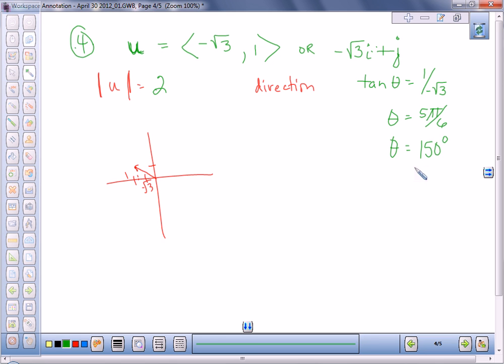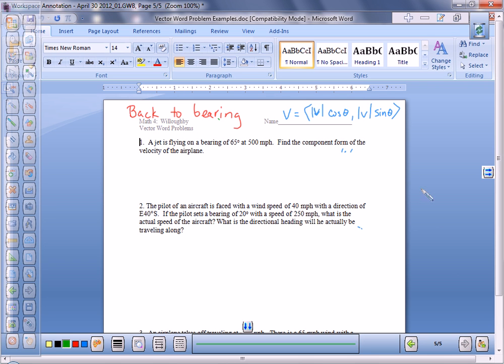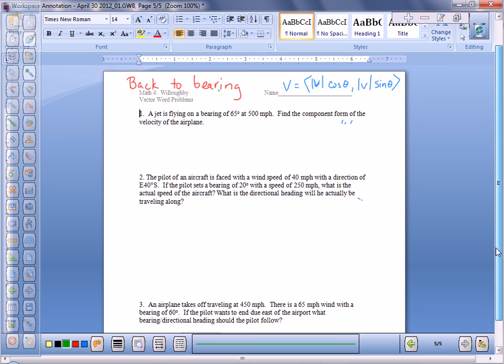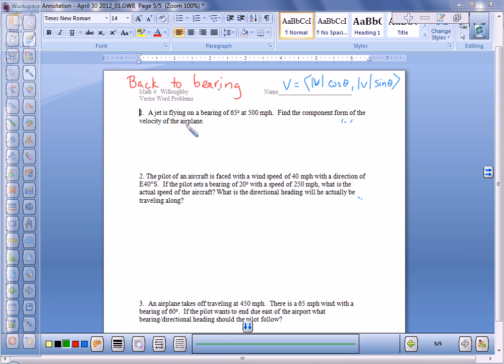All right. Now let's take a look at the word problems. If you were not here yesterday, you can find this worksheet in the makeup folder that's located in the bins. All right, number 1, a jet is flying on a bearing of 65 degrees at 500 miles per hour. Find the component form of the velocity of the airplane.